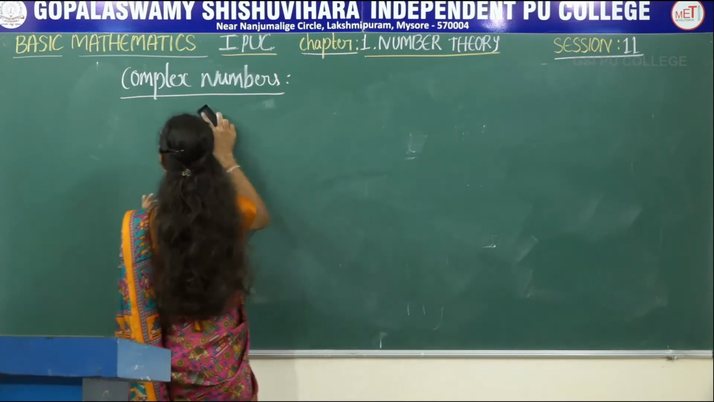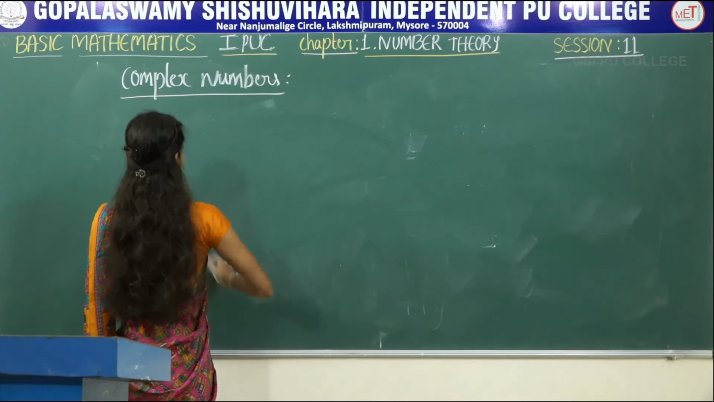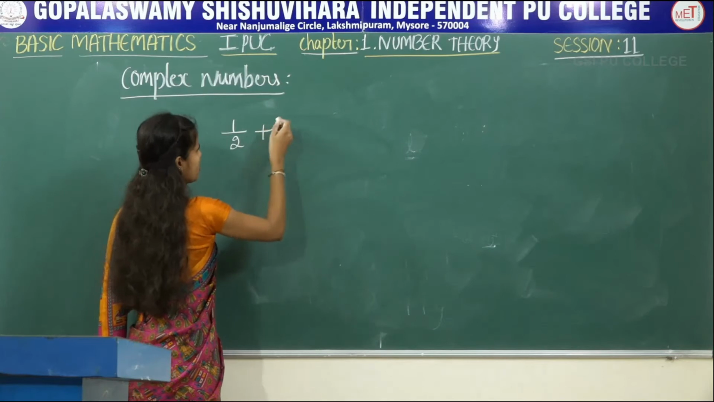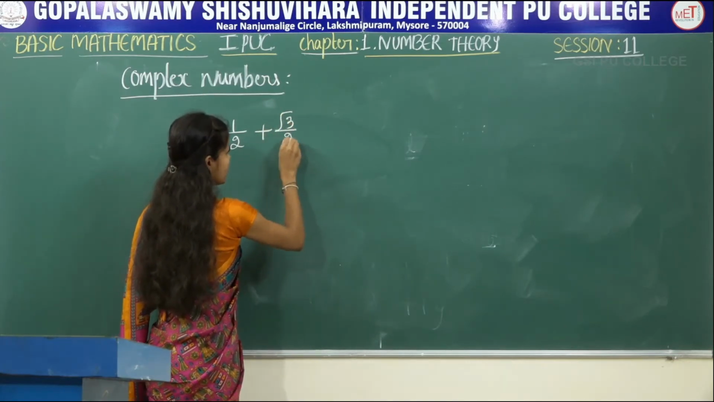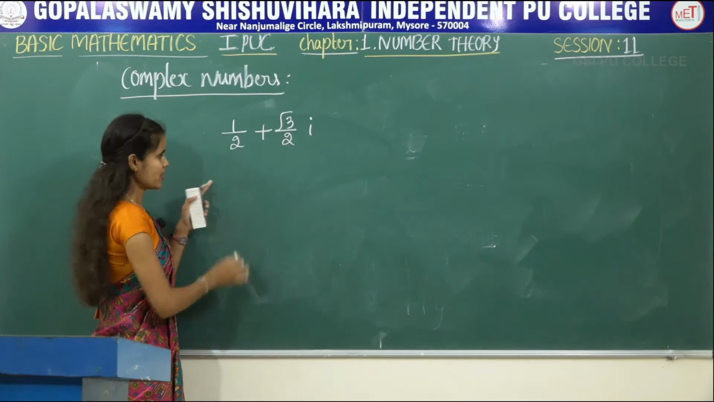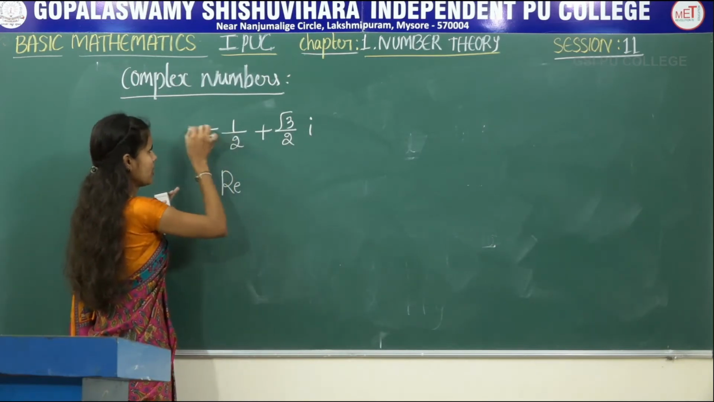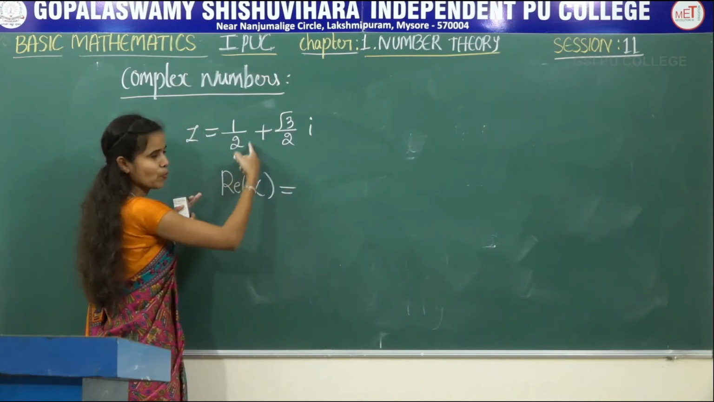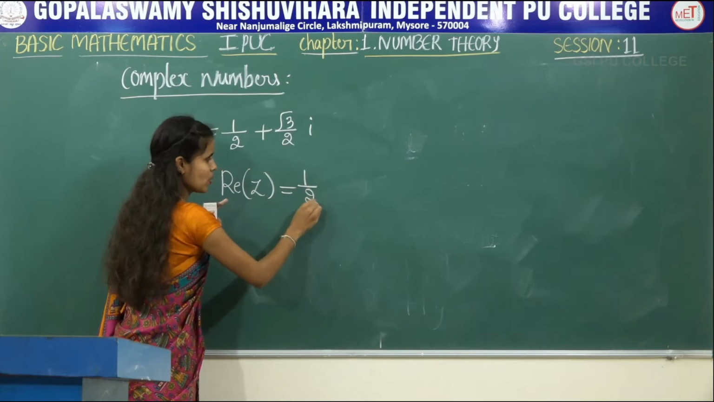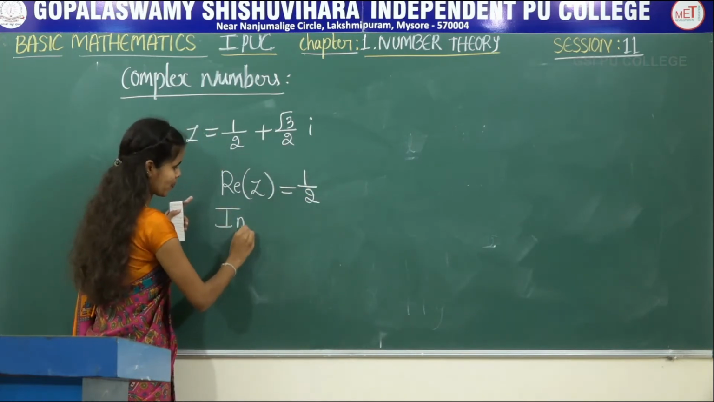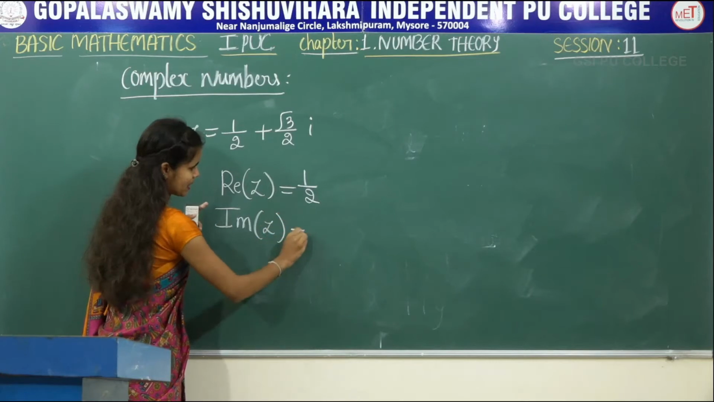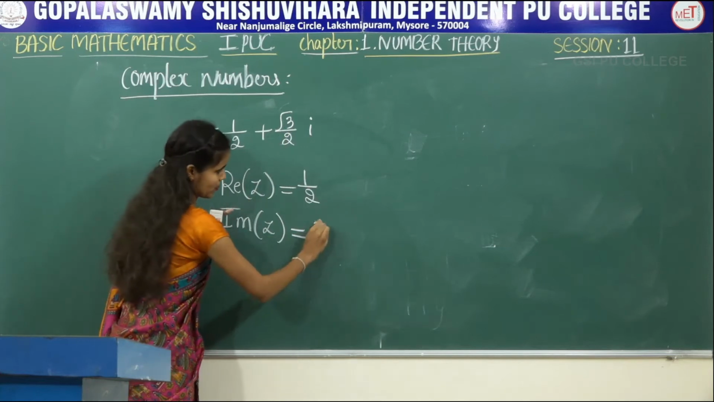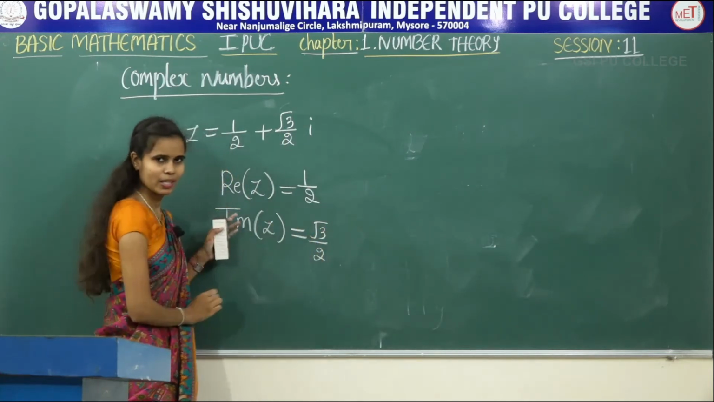Suppose we consider one more example, 1 by 2 plus root 3 by 2 into I. For this complex number, the real part, the part independent of I, is 1 by 2. The imaginary part, the coefficient of I, is plus root 3 by 2.